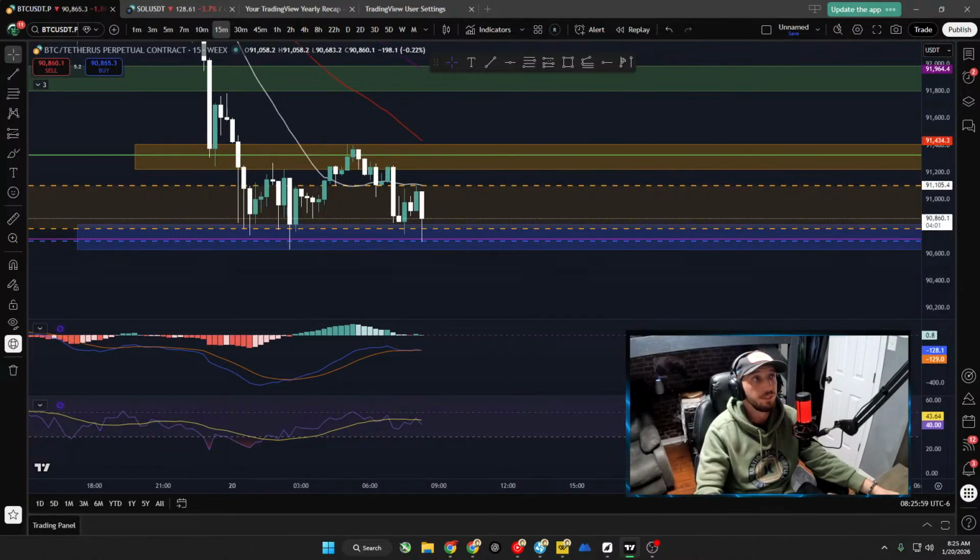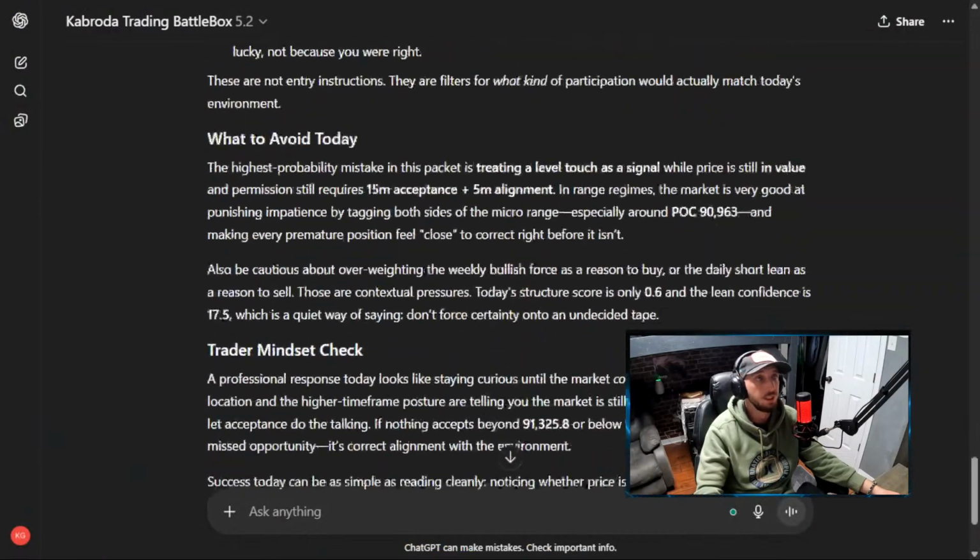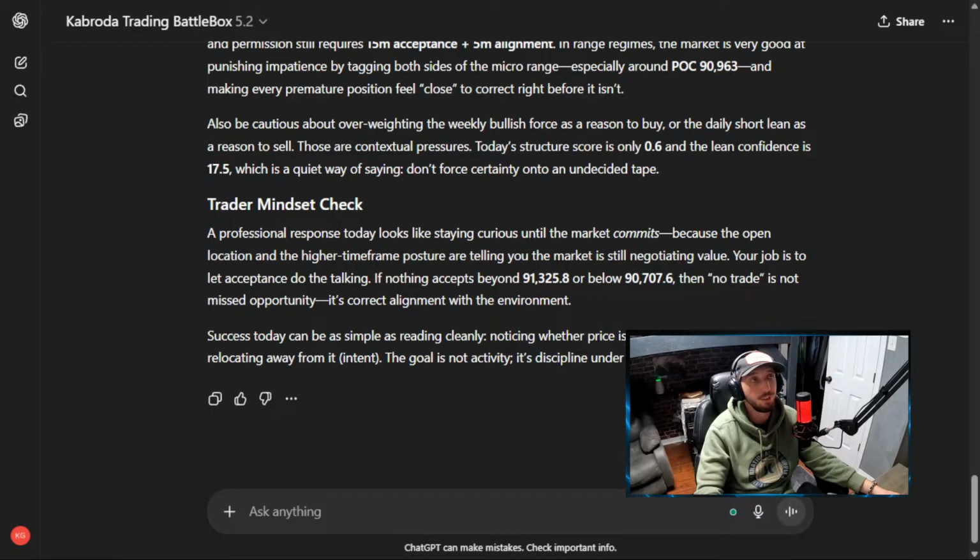Let's see. Basically, at the end of the recap it says that if you're trying to be a professional, you want to make sure you're staying curious until the market commits, because the open location and a higher time frame posture are telling you the market's still negotiating value. So don't let acceptance do the talking. If nothing accepts beyond the 91,325 or 9707, then no trade is not a missed opportunity. It's correct alignment with the environment.